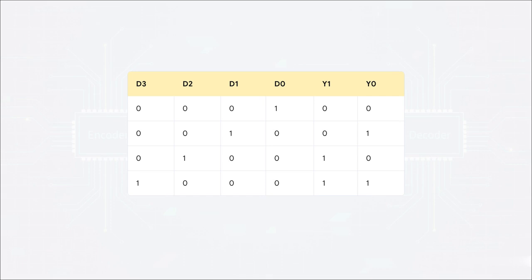Enter the encoder. When we look at a standard 4 to 2 encoder truth table, we see 4 distinct input lines, D0 through D3. The encoder's only job is to scan those lines, find the single active input, and spit out its 2-bit binary address on the output. So if D3 is active, the output is simply 1, 1. 4 physical pathways compressed instantly into 2 little digital bits.